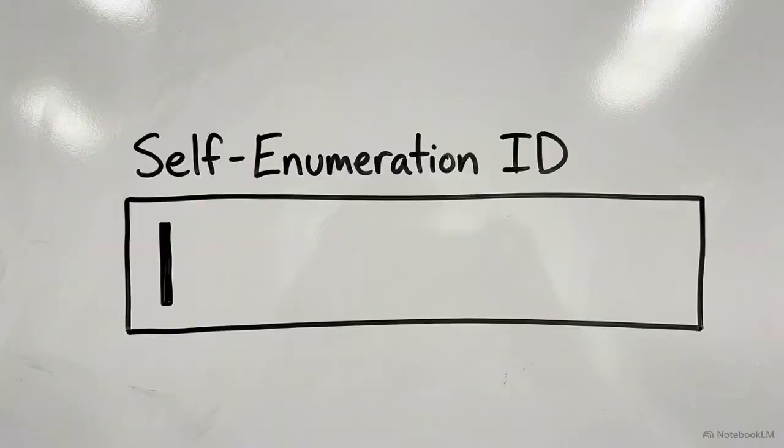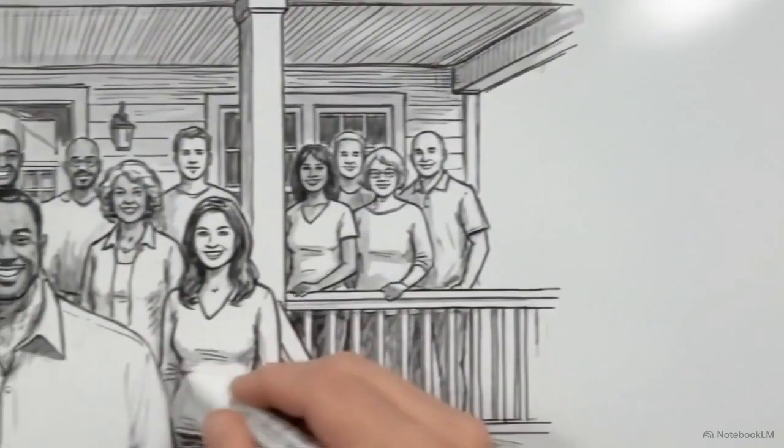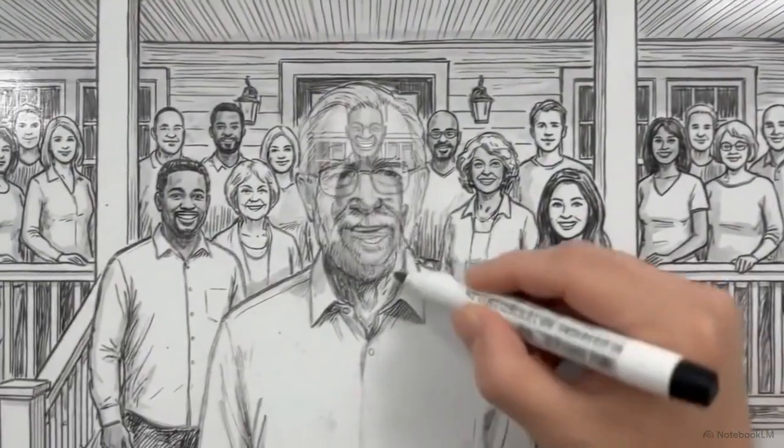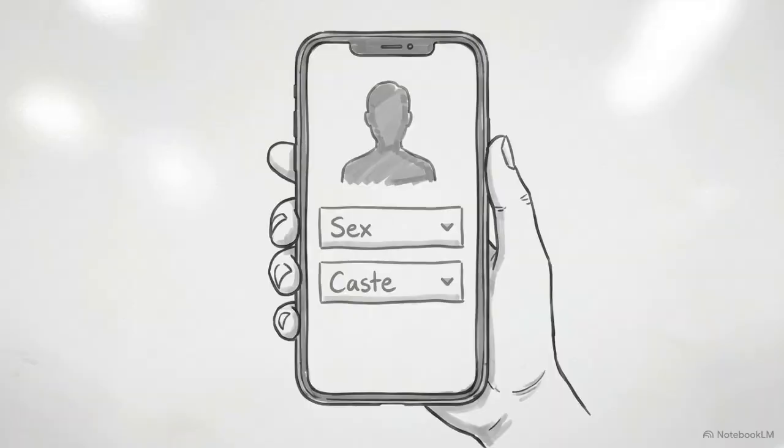The app will ask for a self-enumeration ID. If the resident has not already filled out their own data online, simply skip this field. Enter the total number of people living in the house, followed by the specific demographic details of the head of household, including their gender and caste category.